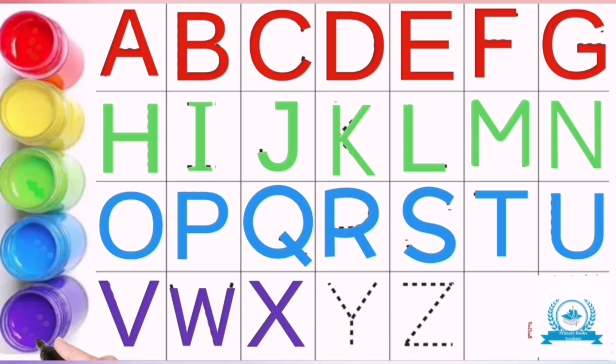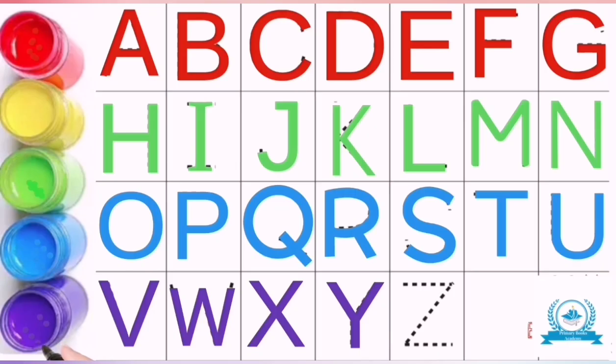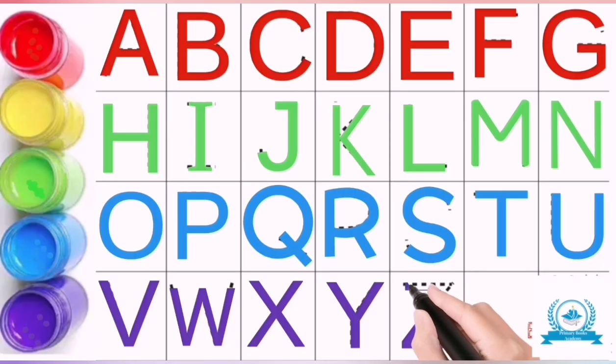Y is for yak, slant, slant, straight. Z is for zebra, across, slant, across.